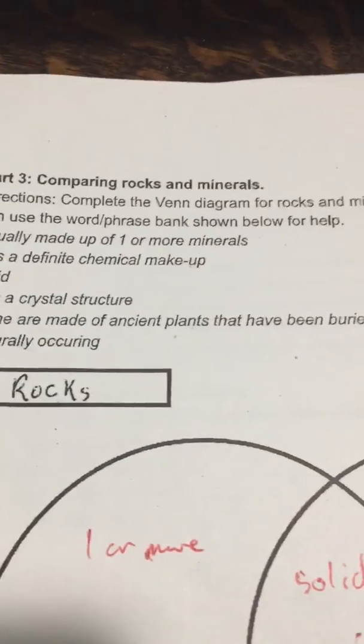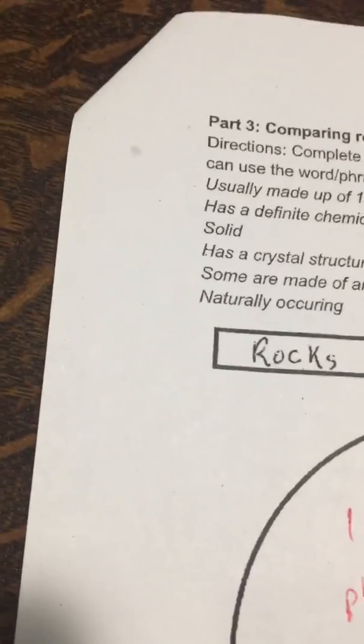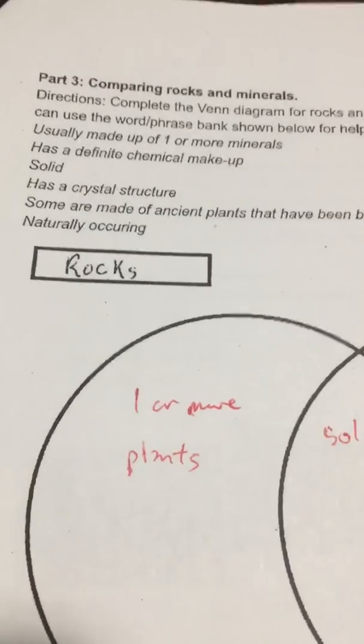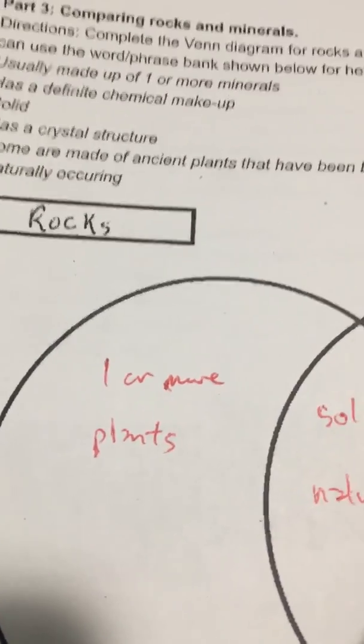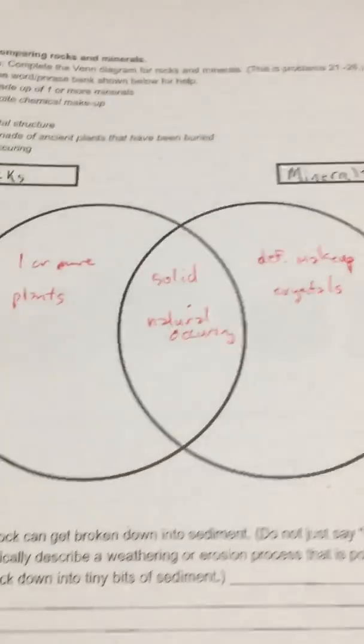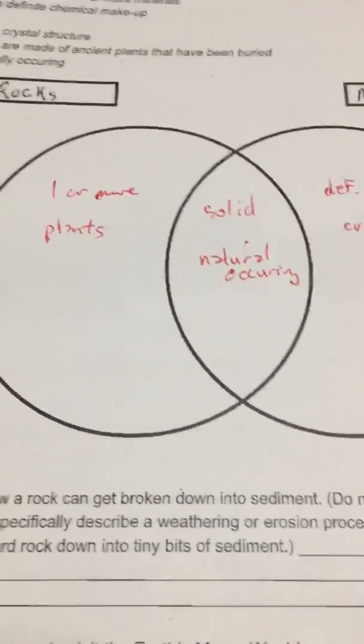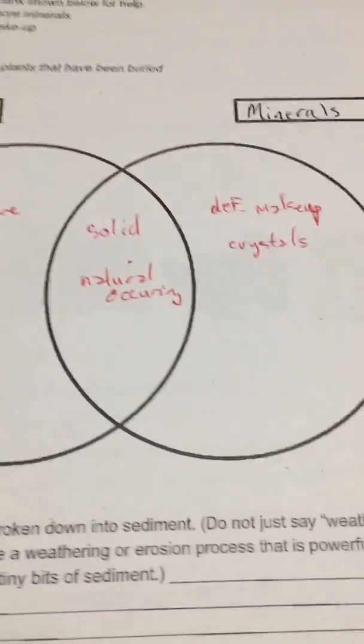Some are made of ancient plants that have been buried, that would be rocks. And again, those plants would be types of coal. And naturally occurring, that would be both of them as well. So that's what the Venn diagram should have looked like. And there's other examples that you could have put into both sides as well.